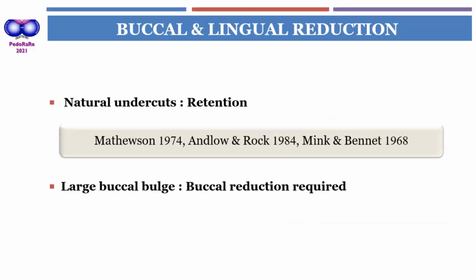Now, buccal and lingual reduction, is there a requirement? These are natural undercut retentions, which really help, because you have a buccal bulge in the upper and in the lower, and in the upper you have a lingual bulge which acts as a natural undercut. If the buccal or lingual bulge is large, then we slightly reduce the bulge.